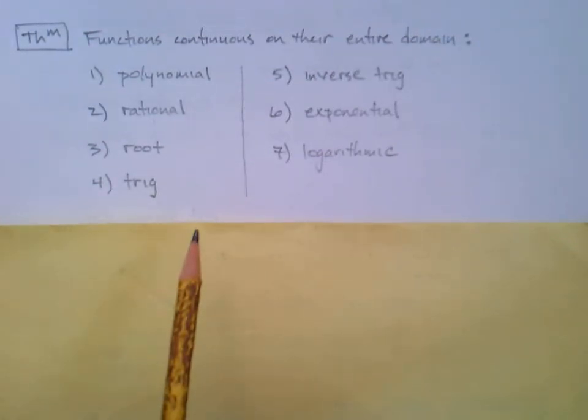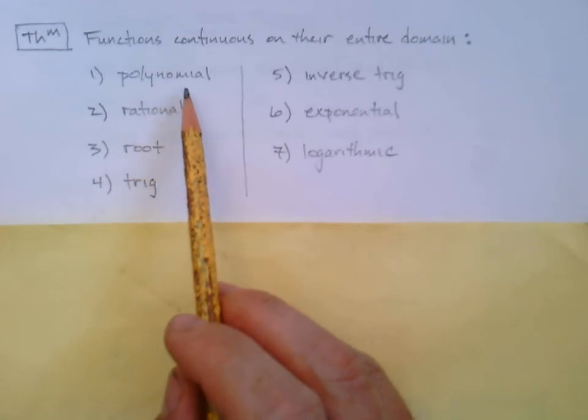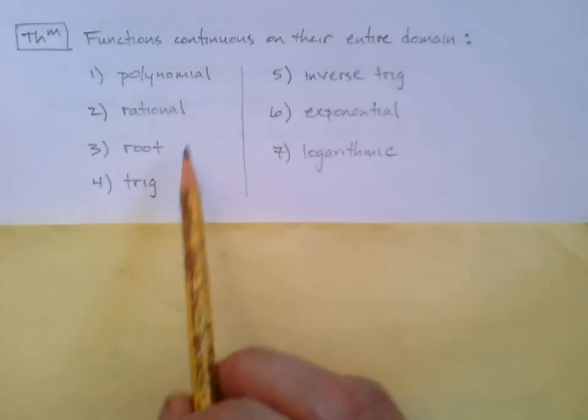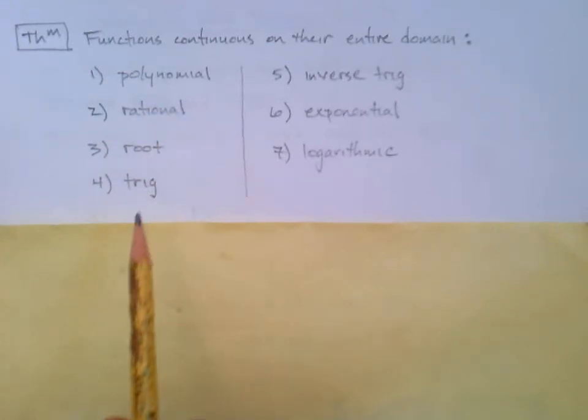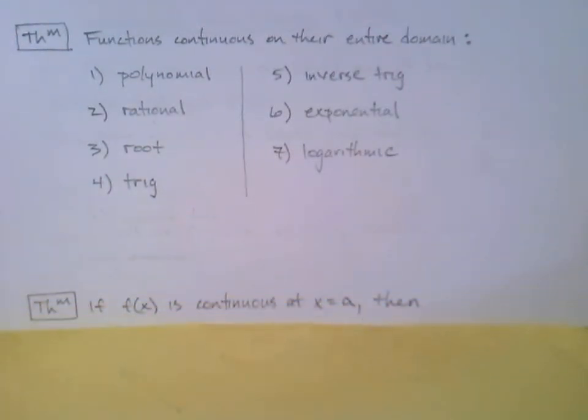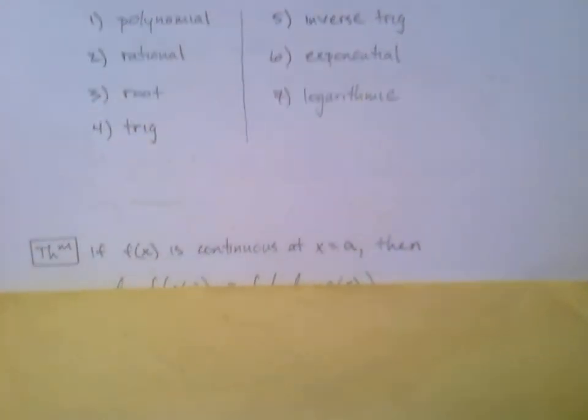But really the idea is, everywhere else, ignoring the vertical asymptotes, especially like polynomials, they are these nice smooth things. There's no jumps or anything like that happening. And same for the rest on their domain. So how is this helpful? Well, it's going to lead us to this theorem.